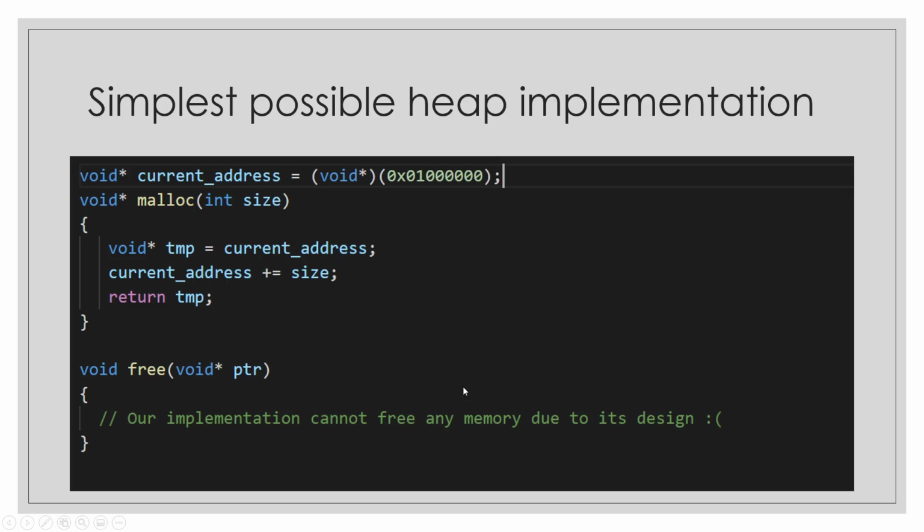The current address now points to the next memory region for the next person that calls malloc, right? And we now return temp, which is the address that we allocated. If you call malloc and say you want 50 bytes, it will return this address here, the one that we've written here. And then the next address will be this address plus 50, right? So the next person that calls malloc will get that address.